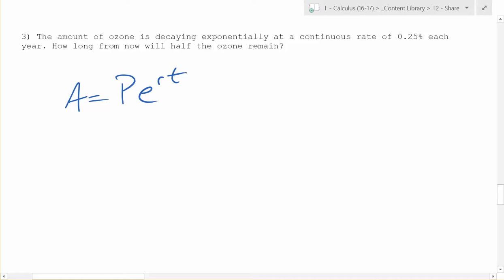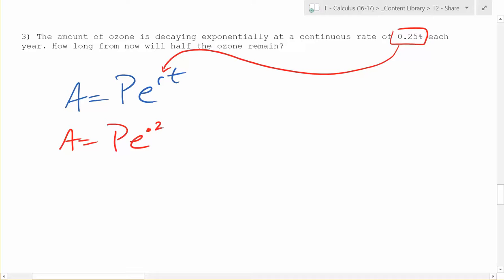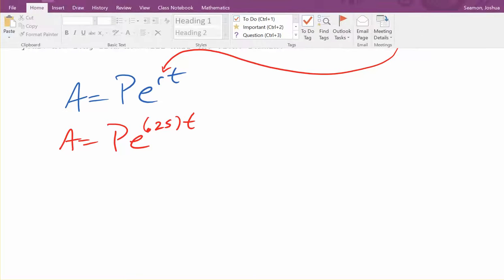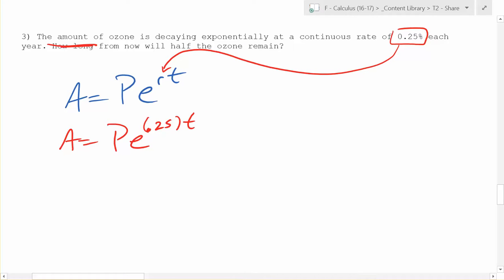So this says it's decaying exponentially at a continuous rate of 0.25. So where do I put the 0.25? Into the R. So I have A is equal to PE to the 0.25 times T. What am I solving for? A, P, or T? How long? So I'm solving for T.